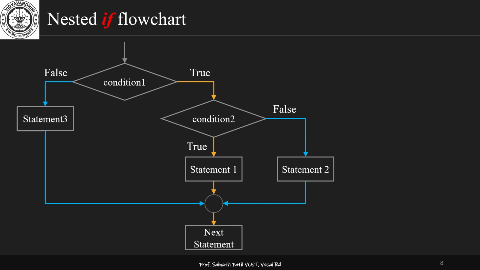Here is the flowchart of nested if. It will start from here. Condition 1 will be checked. If condition 1 is true, it will come along this side and condition 2 will be checked. If condition 2 is true, then it will execute statement 1. If condition 2 is false, then it will come like this and statement 2 will be executed and it will come to the next statement after the if. If the first condition itself is false, it will come along this path and statement 3 will be executed.